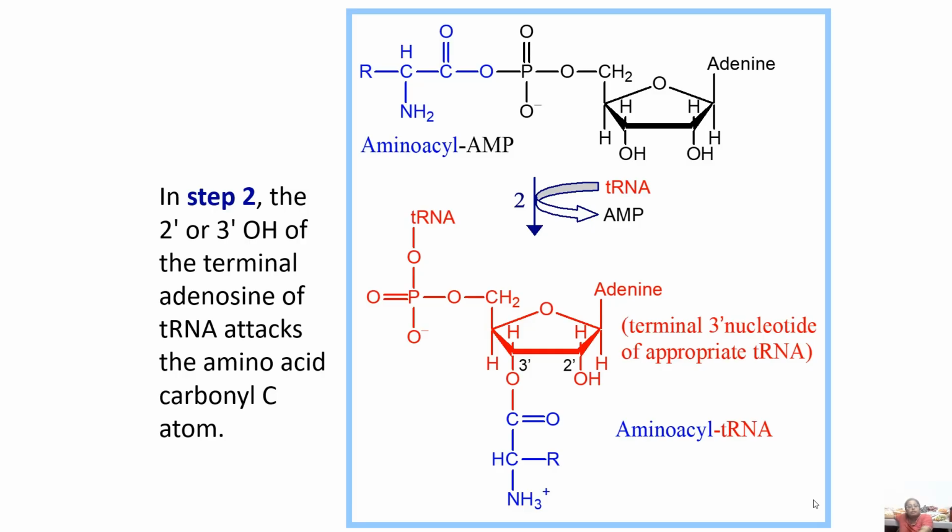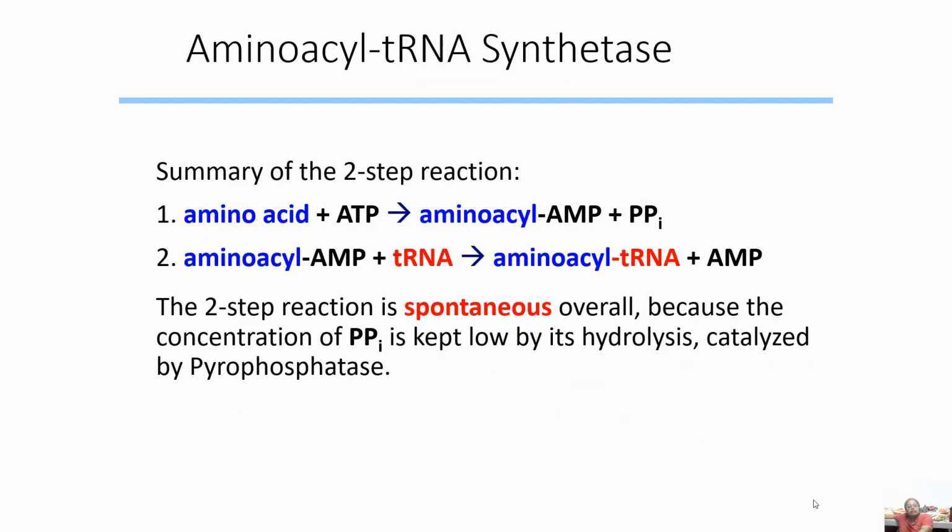This is a summary of the two-step reaction. Amino acid plus ATP gives amino acid AMP plus PPi; amino acid AMP plus tRNA gives amino acid tRNA and AMP. The two-step reaction is spontaneous overall because the concentration of PPi is kept low by hydrolysis catalyzed by pyrophosphatase.